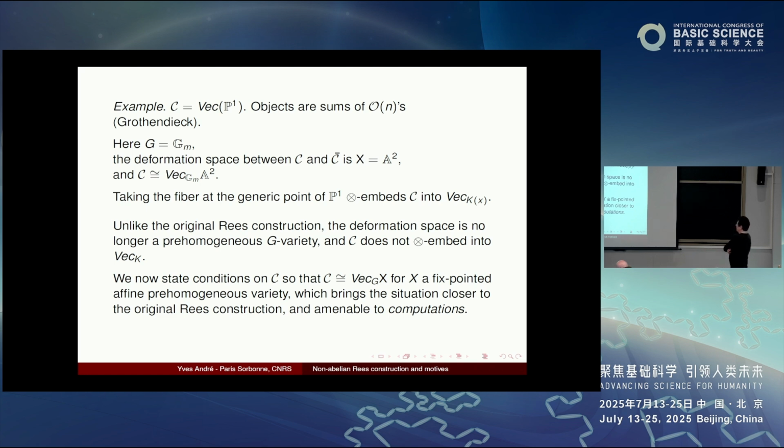So in the sequel, I will state some conditions on C which bring the situation closer to the original Rees construction, so that C is equivalent to a certain category of G equivariant vector bundles over a fixed pointed affine pre-homogeneous variety X, and which makes things amenable to computation, as we will see.